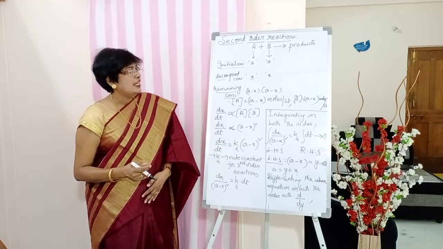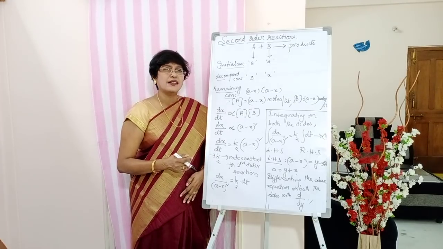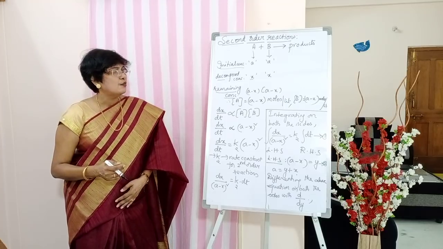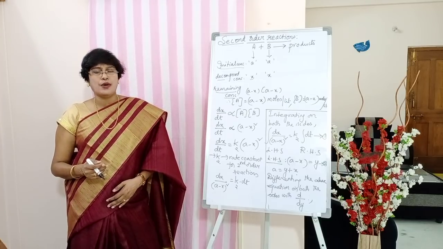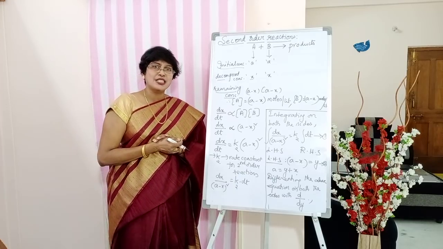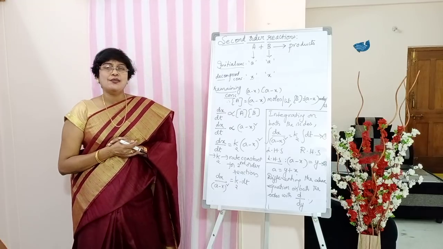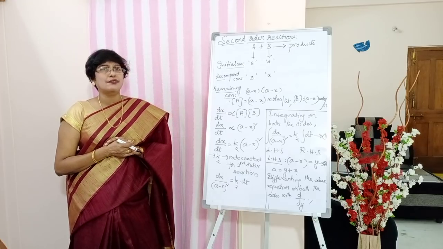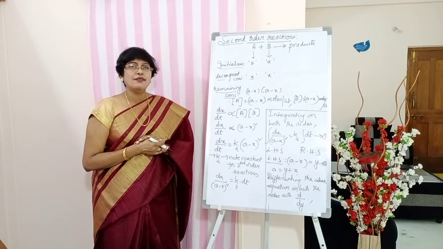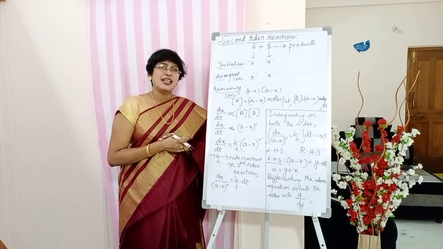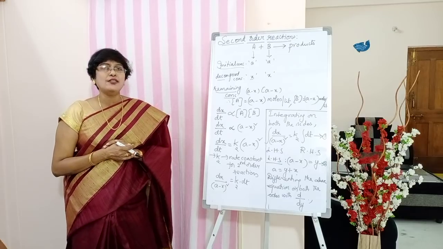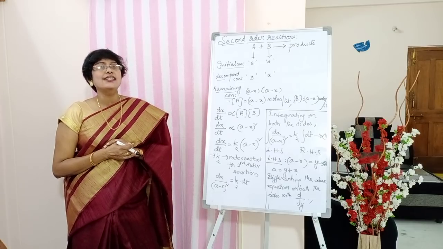Again repeating for you: integral dx by (a minus x) whole square is equal to k2 into integral dt. Mark it as equation number 1. So from here the problem comes. Previously it was easy to solve the first order kinetics, but here we will take the left hand side portion and the right hand side portion, and try to solve the two sides separately.